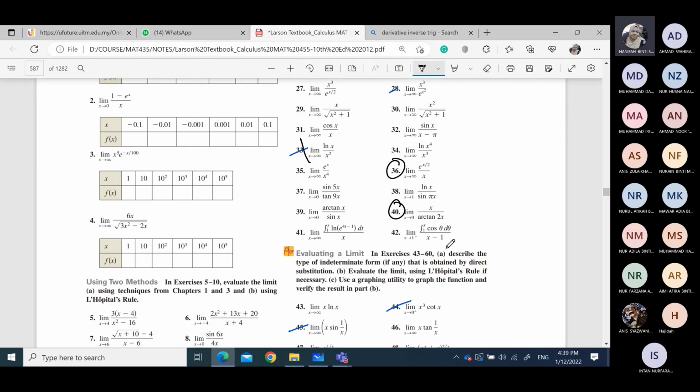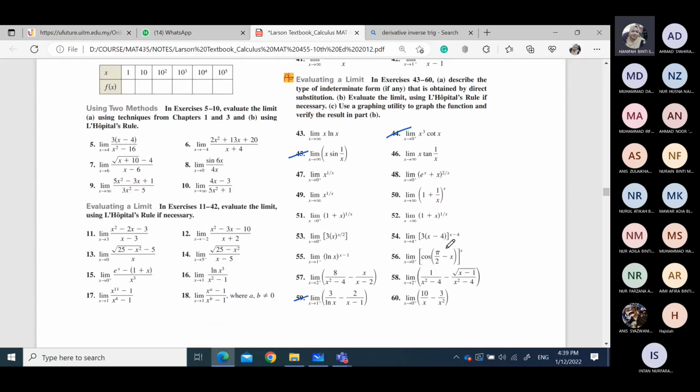Okay, 36 dah, 40 dah. Okay, 44 dah buat dah. 44 ni, it is about indeterminate product. Indeterminate product.